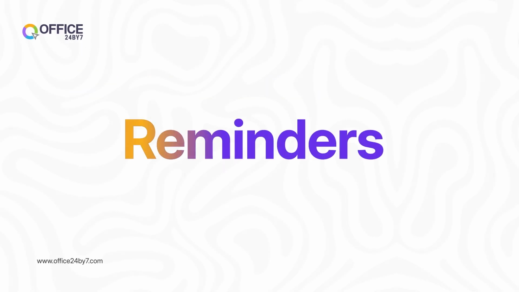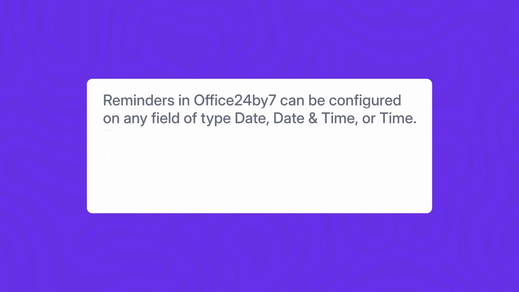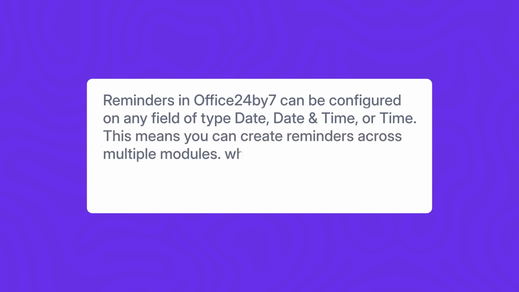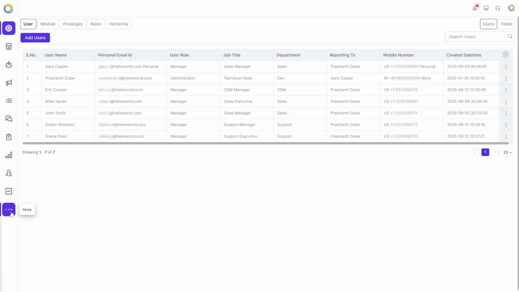In this video, we'll walk you through how to set up and use reminders, helping you stay on top of your follow-ups, meetings, and important schedules, all within your CRM. Reminders in Office 24 by 7 can be configured on any field of type date, time, or date and time. This means you can create reminders across multiple modules, whether it's leads, deals, contacts, or any other object that includes these field types. Let's look at an example.